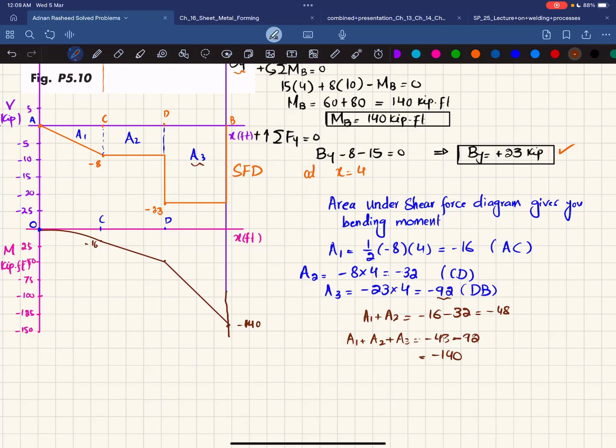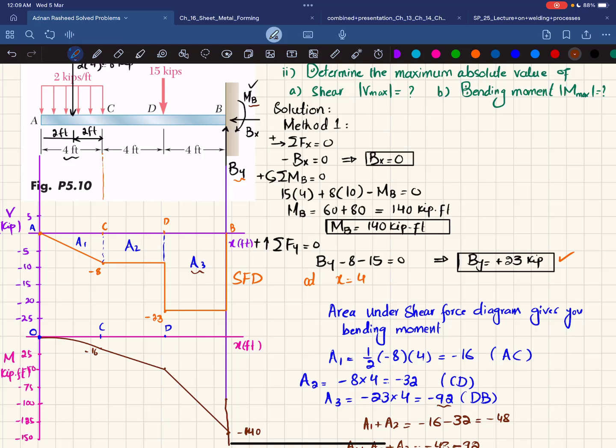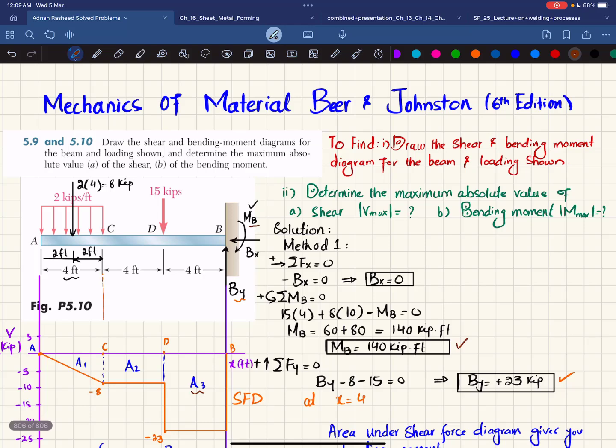So we will get this point. And at the end, you can see you have this moment MB, which is how much? MB is plus 140. So it will bring it back to 0. So this will be your BMD, bending moment diagram. So we have drawn the shear force and bending moment diagram. Now we will determine the maximum shear force and maximum bending moment.